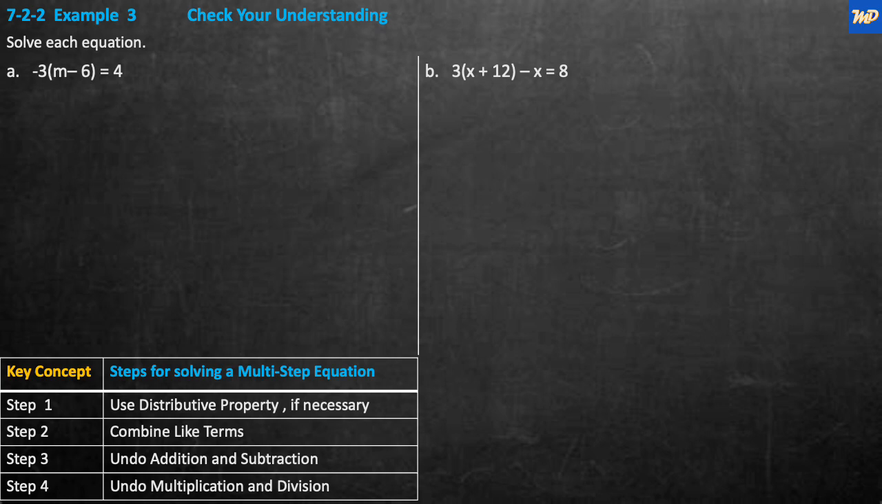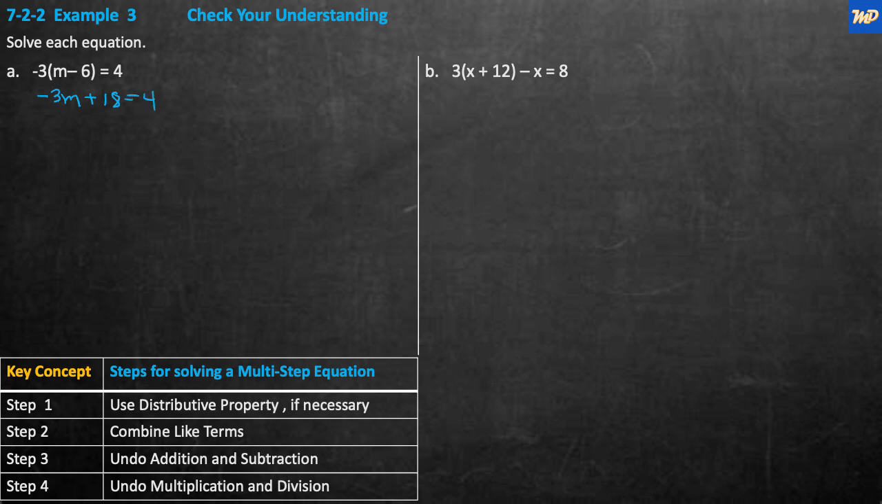Okay, for example 3, under check your understanding, we're going to look at a few more of these distributive property problems. So the first one here, A, is minus 3 times m minus 3 times minus 6. So we have minus 3m, minus minus is a positive 18. And that all equals 4.